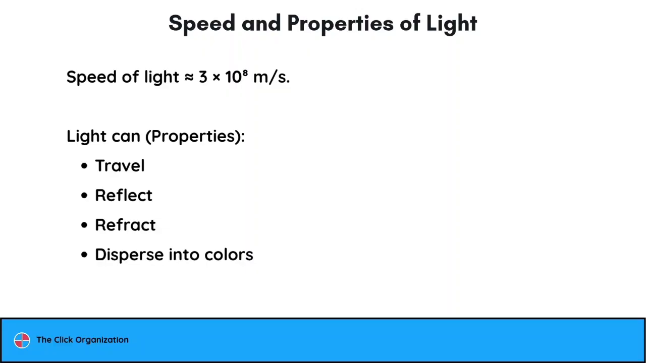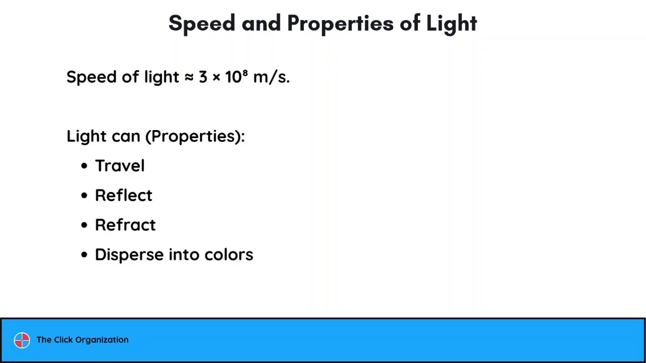Okay, so here we have speed and properties of light. Light has the highest speed found in nature, and as the definition states, the speed of light in a vacuum is approximately 3 times 10 to the power of 8 meters per second, or we can say 300 million meters per second. And light possesses several important properties.